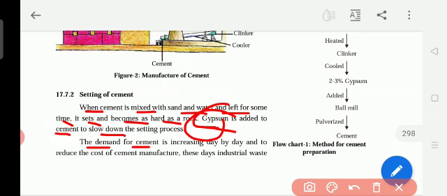The demand for cement is increasing day by day. Nowadays so many people are building buildings, so the cost of cement is increasing and many are buying cement. That is why, to prepare the cement, they are also using industrial waste. What industrial waste are they using? Like rice husk ash, left after removing the rice from the paddy. Because this ash has more silica, they use it to prepare the cement.